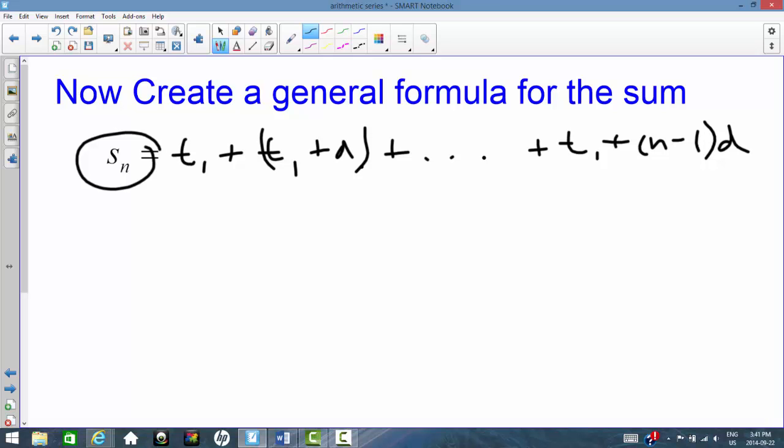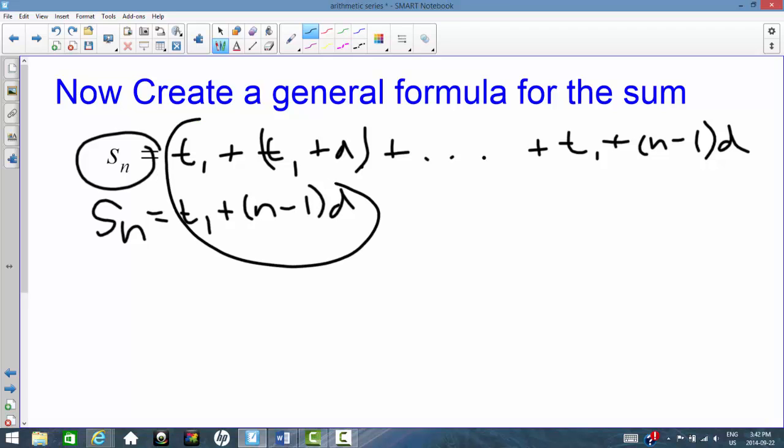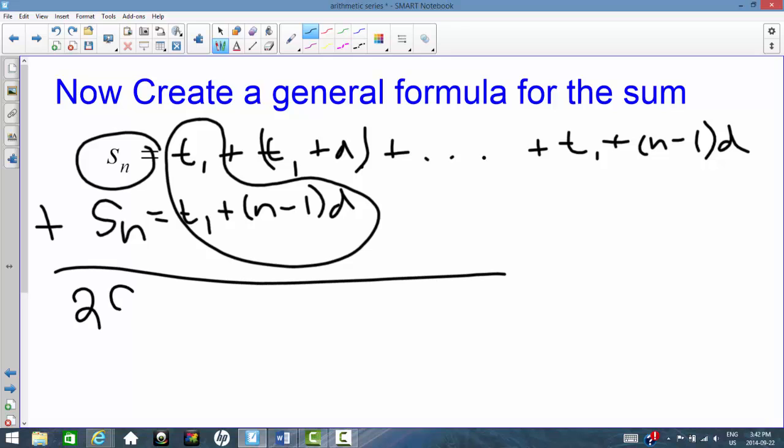Again, we'll do the way that Gauss did it, and we'll write it backwards. So in this case, it's t1 plus n minus 1 times the common difference. Now we don't need to keep writing down the terms because we know if we add this together, it's going to be the same as if we add the second one and the third one and so on. So if we add these together, this is 2 times the sum. There are 2 of the first term, because there's 1 here and 1 there, plus n minus 1 times d.